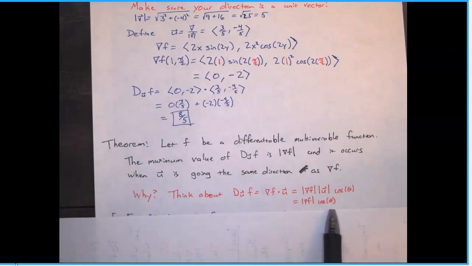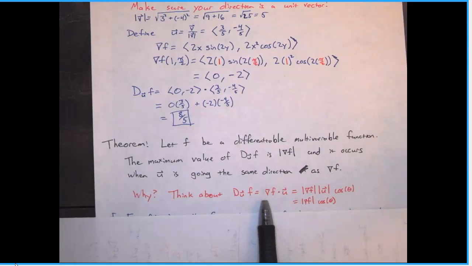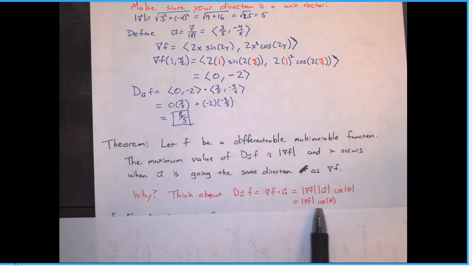And we know cosine takes values between negative 1 and 1. So the largest that cosine can be is 1. So the largest our directional derivative can be is the magnitude of the gradient of f. Every other value is just some fraction of the magnitude of the gradient of f. The least it can be is the negative magnitude of the gradient of f, and that's going in the opposite direction as the gradient. So that's why the largest value is the magnitude.